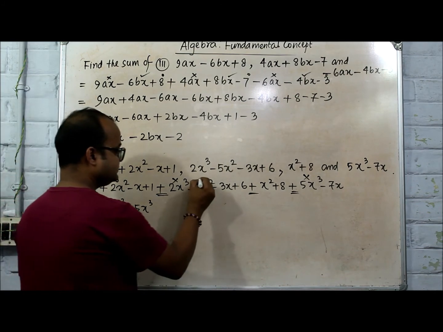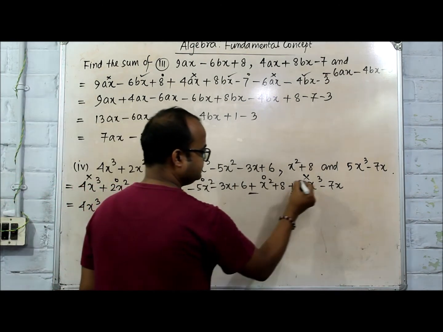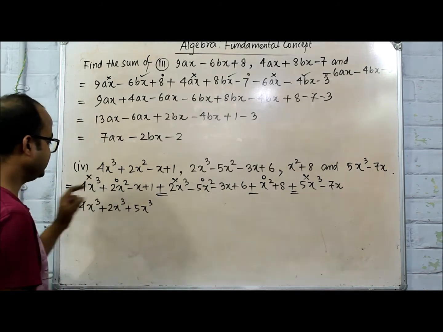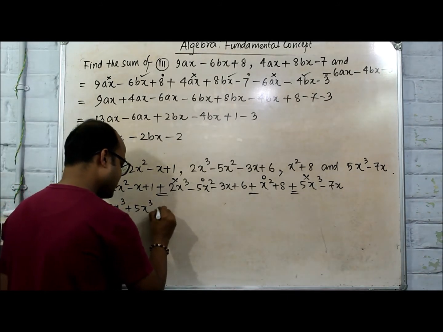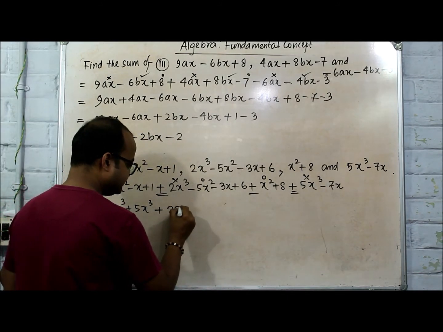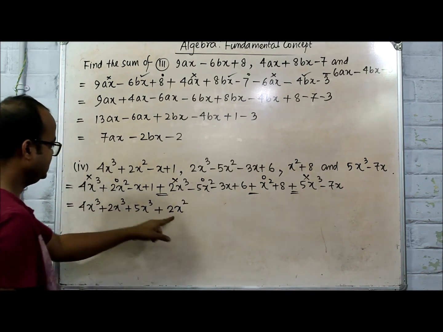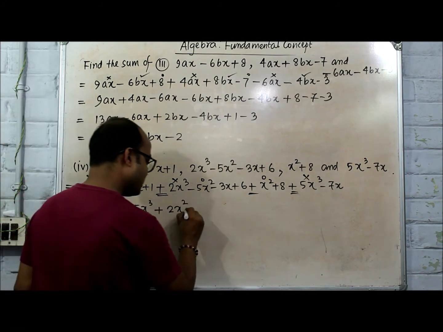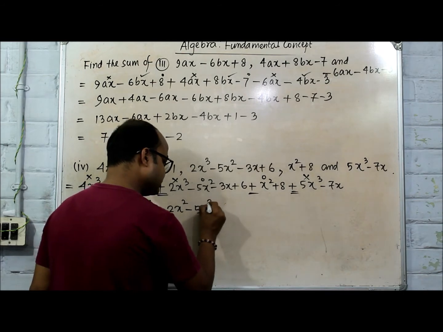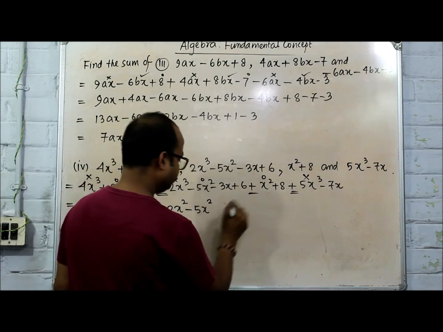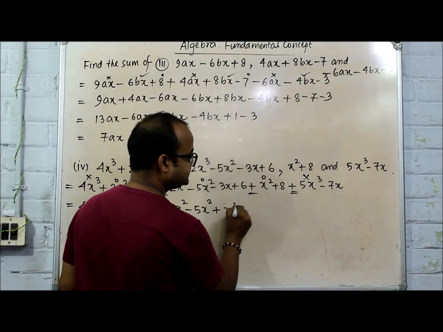Square term together. So plus 2x square, minus 5x square, plus x square.